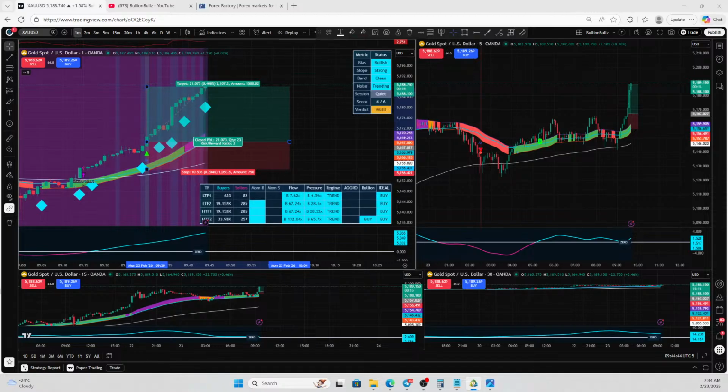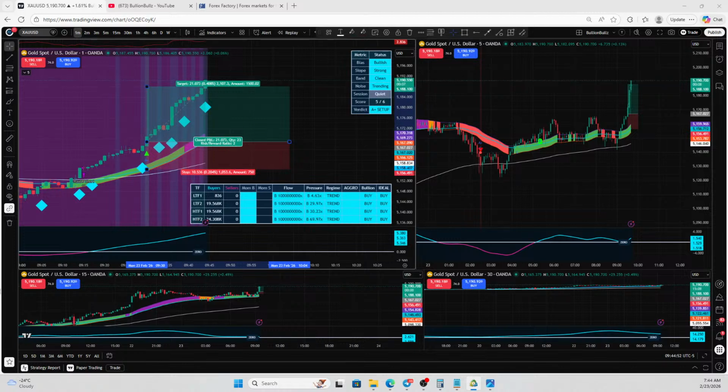We're still very, very strong on the buy side. You guys can see that. We have hit our profit target. Yeah, it was a great trade, guys. It was a great trade. We were able to take the TP, and it's only because we had certain things going in our favor.